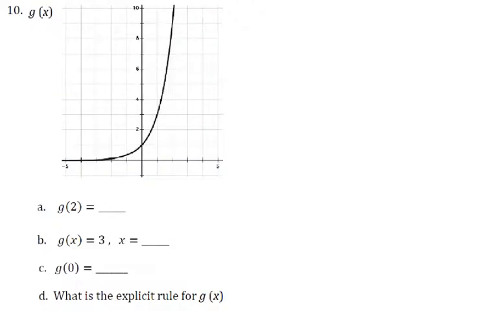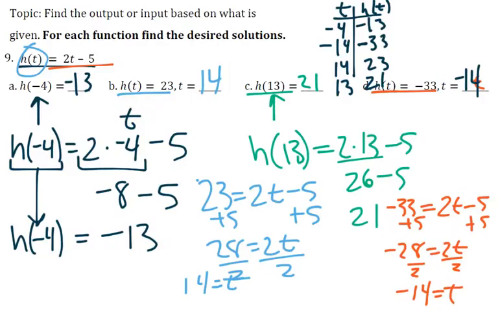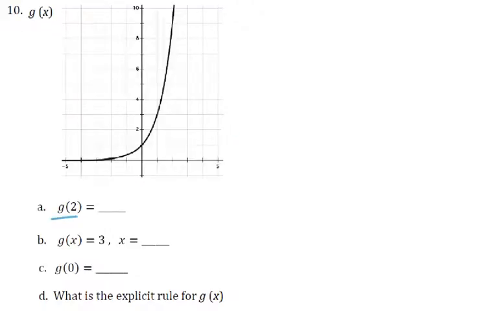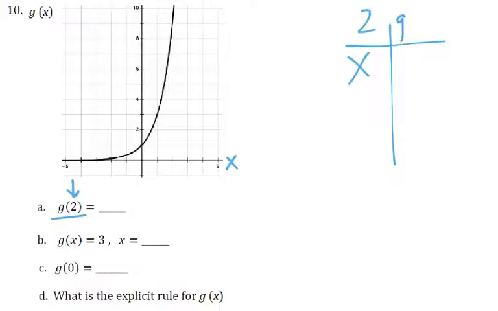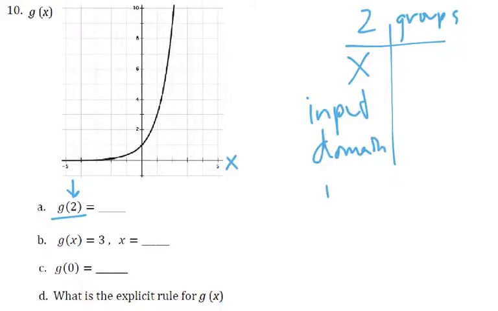Alright, so now we're looking at using the graph to understand, kind of like we just did here, but with a graph instead of a function. So g of 2, that still stands for our input. Our input is always connected to the x, remember? The x value. When we talk about functions, there's two groups. The x values, the inputs, domain, the independent variable. Okay, those are all connected.